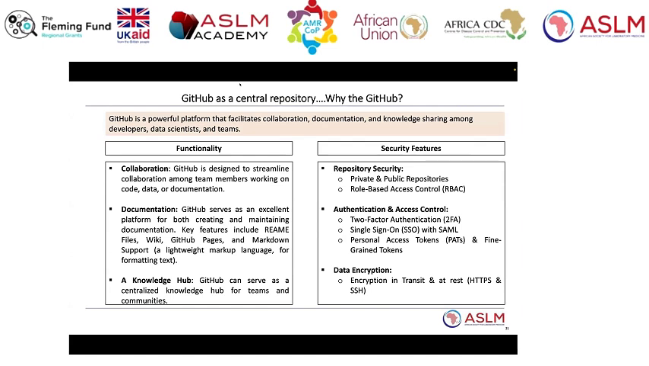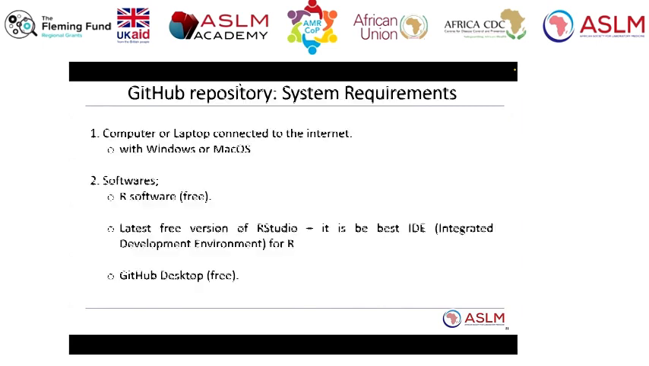GitHub will complement R by offering a secure collaborative space to store and share scripts and documentation, which is really key. It will support team workflows, access control, and encryption, which is very key for security of data and privacy. It is actually a living knowledge hub in itself, where updates, feedback, and contributions can be managed transparently and efficiently. To use these tools, you need a basic setup, very, very basic: a computer with internet access, software, specifically RStudio, and GitHub Desktop, all of which are free. These basically will ensure that tools remain accessible and adaptable to varied local contexts.